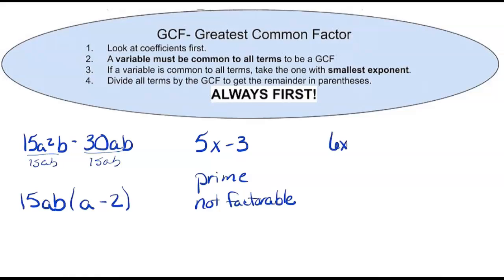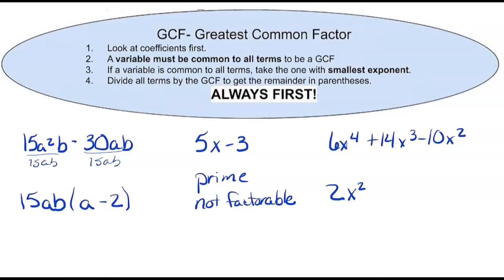Let's do 6x to the 4th plus 14x to the 3rd minus 10x squared. Looking at that, what do you think we're going to take out? I got a 6, a 14, and a 10. Yeah, that's going to be a 2. Now I'm going to look at my x's. I have an x to the 4th, an x to the 3rd, and x to the 2nd. So I would take out x to the 2nd.